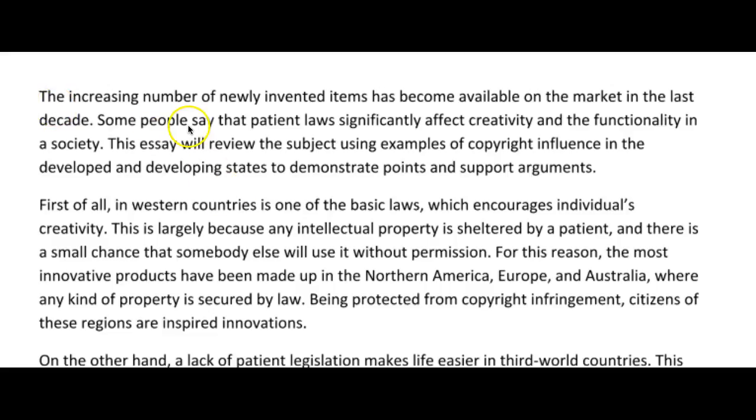Okay, "some people say." Here's another tip. What could we use instead of people? Some experts, some sociologists, some economists. Okay, let's improve the vocabulary. So, "various economists believe that patent laws significantly affect creativity." Patient or patent? Change that to patent. "Affect creativity and the functionality of a society" would be slightly better there.